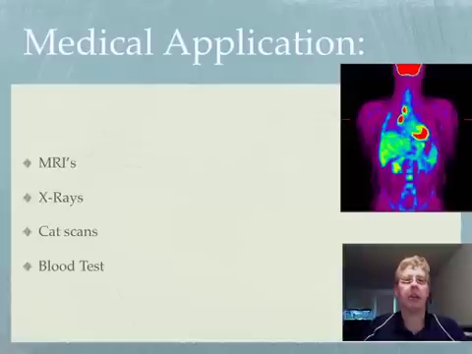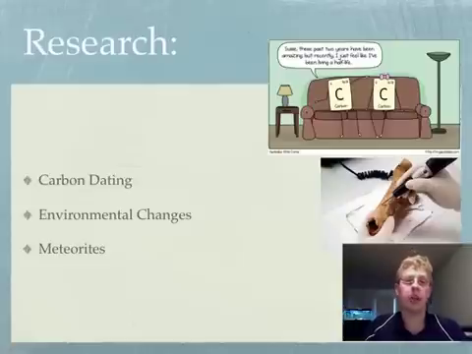Many of the tests that you would go to the doctor for rely on isotopes. MRIs, X-rays, CAT scans all make use of the isotopes that are found in your body. They may add an additional dye, which are going to add additional isotopes to help detect certain things. Blood tests may also add isotopes to your bloodstream to detect certain abnormalities also.